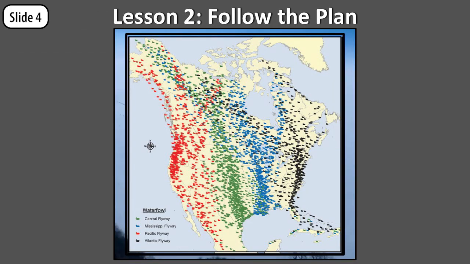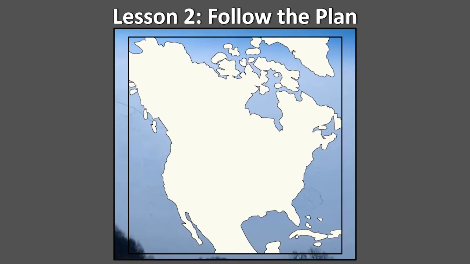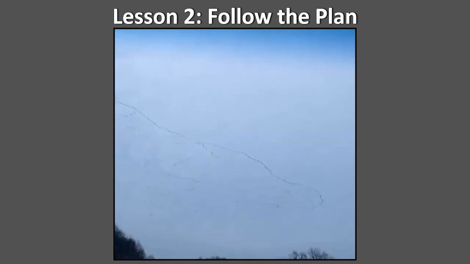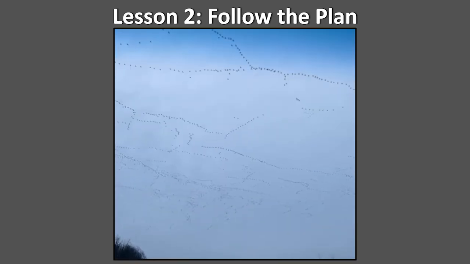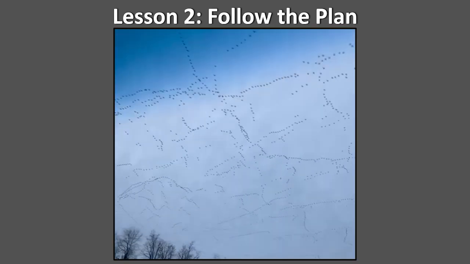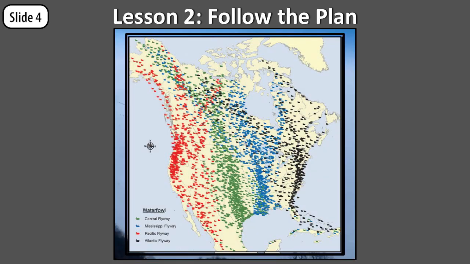Slide 4. Lesson 2. Follow your team's plan. The animation on this slide illustrates how geese follow the same flyways as their flockmates during migration. The animation starts with a blank map of North America, which is replaced with a colored version. The colored version shows the different migration paths that geese and other birds follow. Both pictures are replaced with a video of migrating geese in the sky.